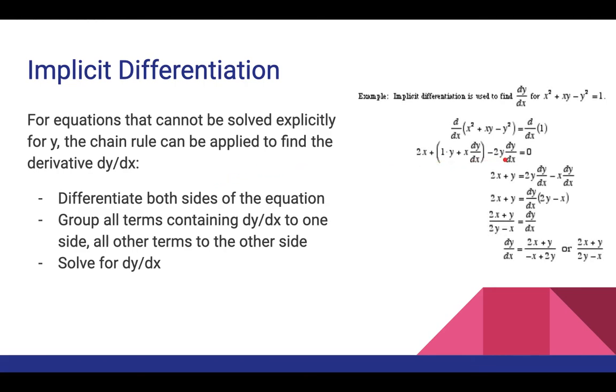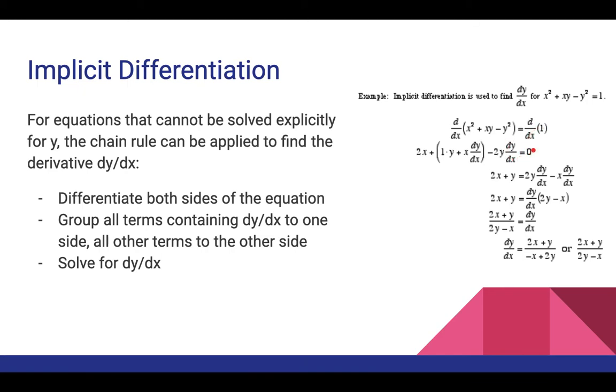As an example, if we have x squared plus xy minus y squared equals 1, okay, we take the derivative of both sides, which gives us 2x right here, and 2x is the derivative of x squared. And then for x times y, we have to apply the product rule. So the derivative of x times y is going to be 1 times y, plus x times the derivative of y, which we label just dy over dx. Lastly, we take the derivative of y squared, which is negative 2y, and then because y itself is an inner function, we multiply that by dy over dx.